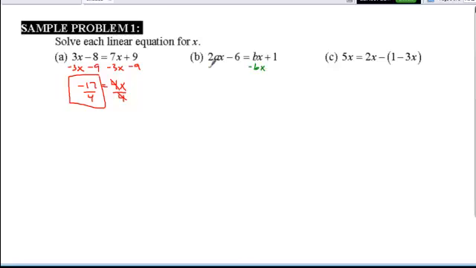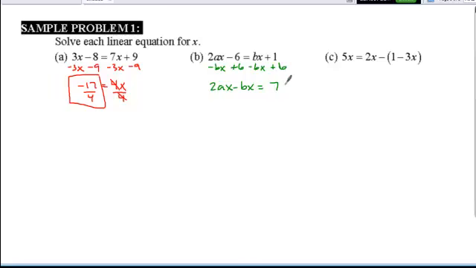I'm going to subtract a bx from both sides, and at the same time move my constant to the other side by adding 6 to both sides of the equation. So that gives me 2ax minus bx is equal to 1 plus 6, or 7. And I still need to isolate my variable.